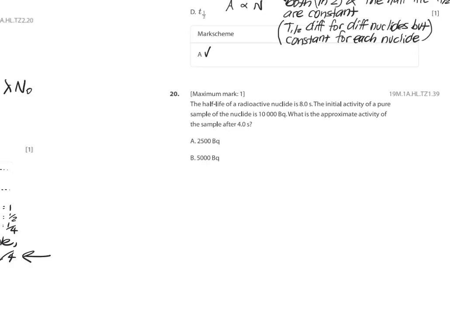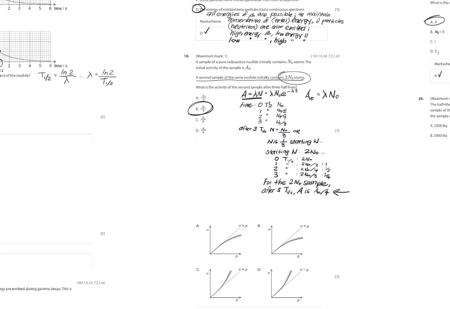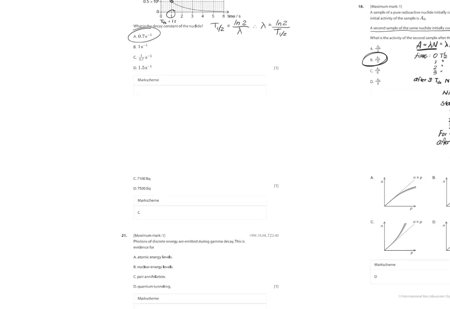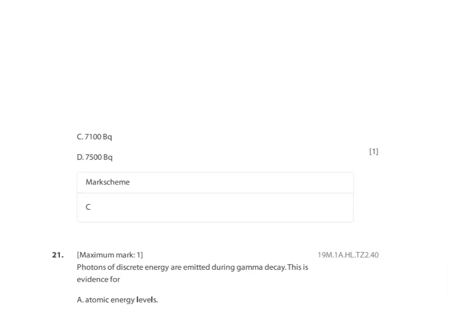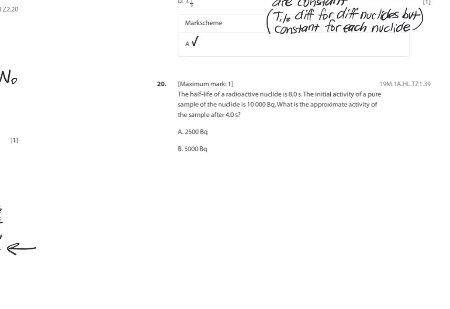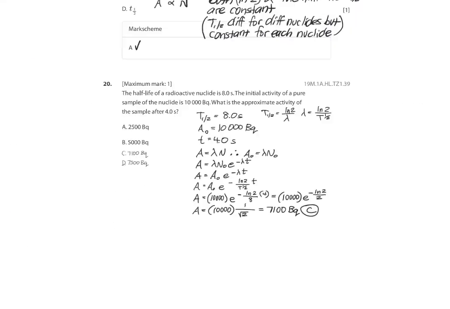This one is special. They seem to break the page in between the choices, so the rest of the question is here. Becquerels, so C is 7100, D is 75. Let's go fix that. There we go, there's the whole question.